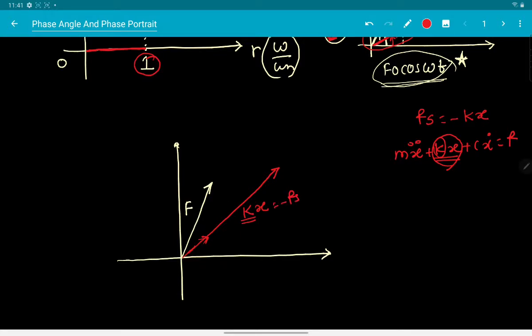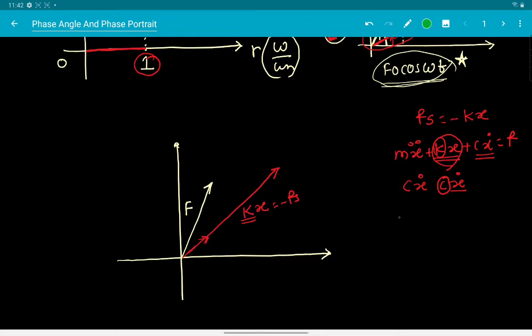Now let me try to draw another force, which is c x dot. How can we draw c x dot? It will be in the direction of x dot, and there will be this multiplier c to that x dot. So I obviously should be able to draw x dot first. Let me draw that x dot using a different color.